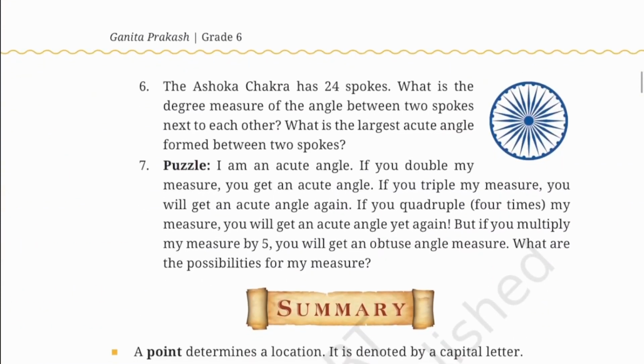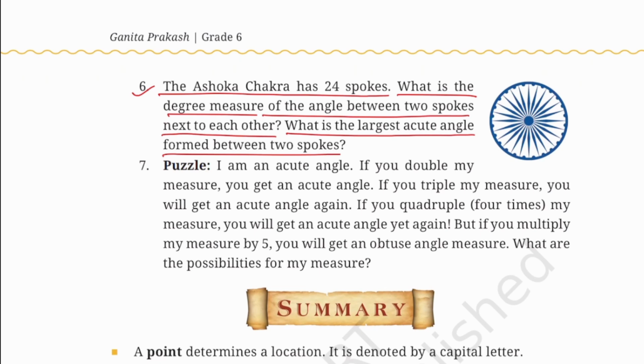6. The Ashok Chakra has 24 spokes. What is the degree measure of the angle between two spokes next to each other? What is the largest acute angle formed between two spokes? For this question, you can divide 360 by 24. That means there is 15 degree between two spokes.